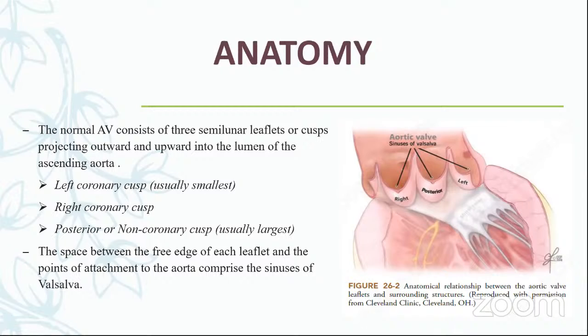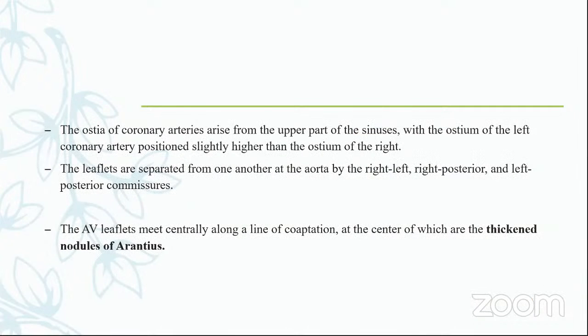And the spaces between the 3 edges of each leaflet and the points of attachment to the aorta will form the sinuses of Valsalva, as we see here in the picture. There are 3 sinuses of Valsalva. So the ostia of coronary arteries will arise from the upper part of the sinuses, in which the ostium of the left coronary artery is slightly higher than the right one.